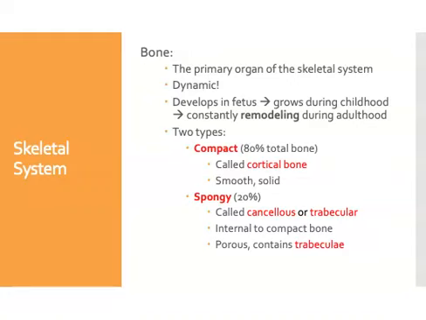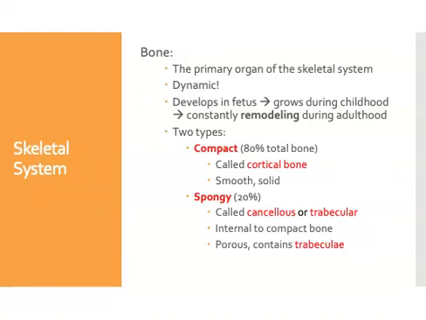Now, there are two general types of bone. There's what we call compact bone, and there is spongy bone. If you were to look at the mass of all of the bones in the body, about 80% of it would be compact, 20% spongy. Now, the other word we use to describe compact bone is cortical bone. And that word cortical means outside. Cortical bone is found on the exterior regions of bones, and spongy bone tends to be found in the interior regions, if it's present at all.